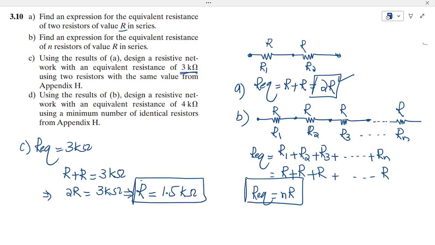So if the equivalent resistance is 3 kilo ohm and the two equal in value resistors are connected in series, what will be the value of each resistor? That is given here. Okay, you have seen it here.